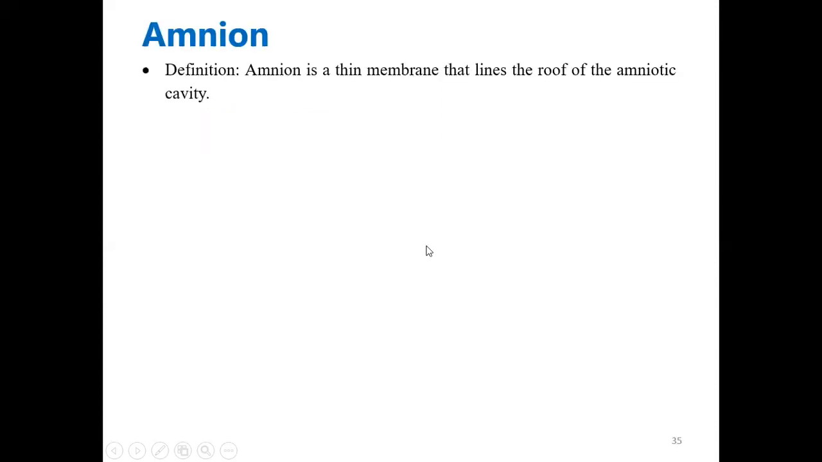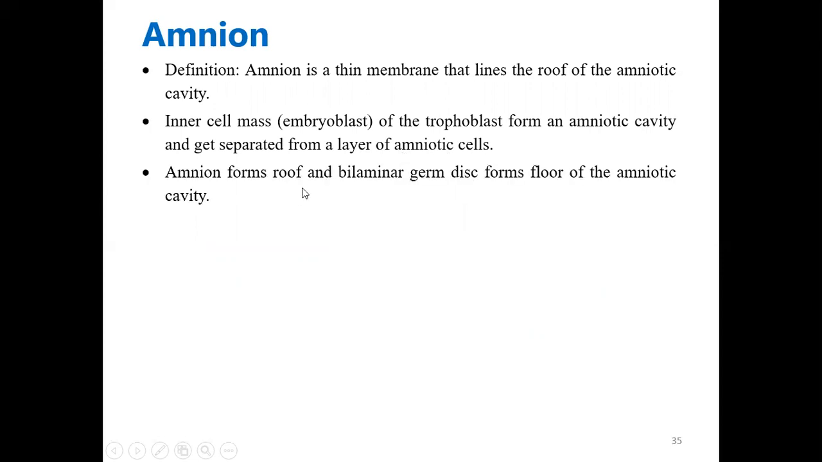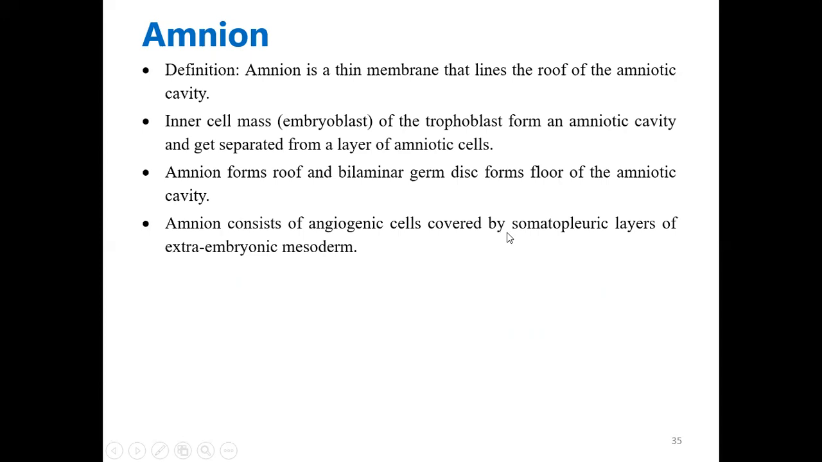Then is amnion. What is amnion? It is a thin membrane that lines the roof of the amniotic cavity. So the inner cell mass of the embryoblast, during the second week, will form an amniotic cavity and get separated from a layer of amniotic cells. Then amnion forms the roof and the bilaminar germ disc forms the floor of the amniotic cavity.